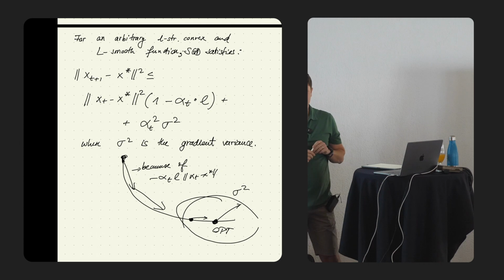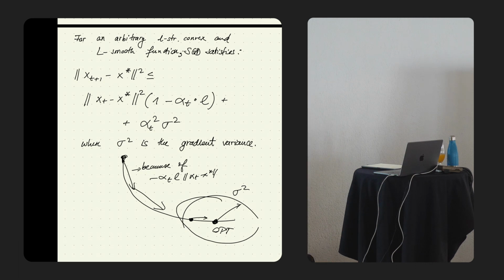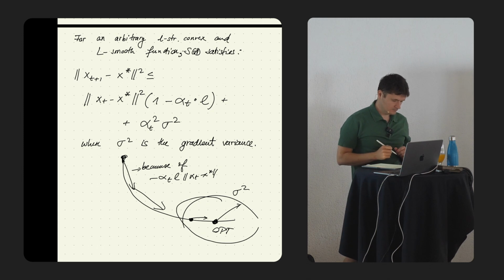Yes? But there is no sign of capital L in the error estimation, right? You mean here? Yeah. Well, in order for this to hold, alpha_t has to be at least 1 over capital L. So in order to prove this, there are some implicit conditions on how large the learning rate can be in order for this to hold. That's a very good point. Yeah, so it's a lower bound on alpha.